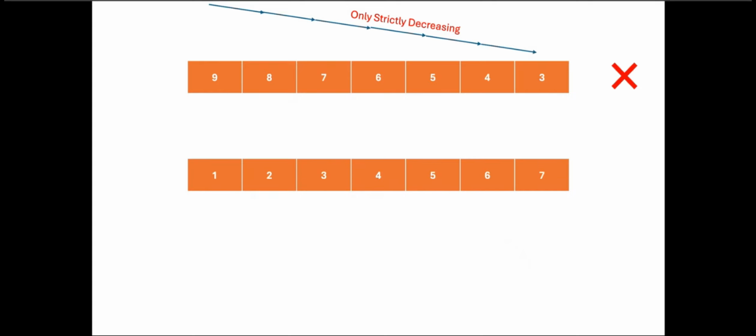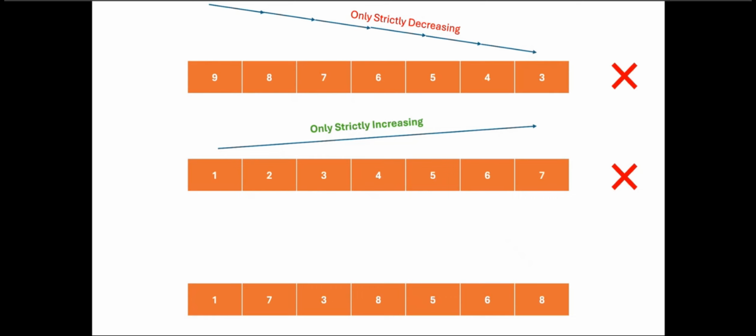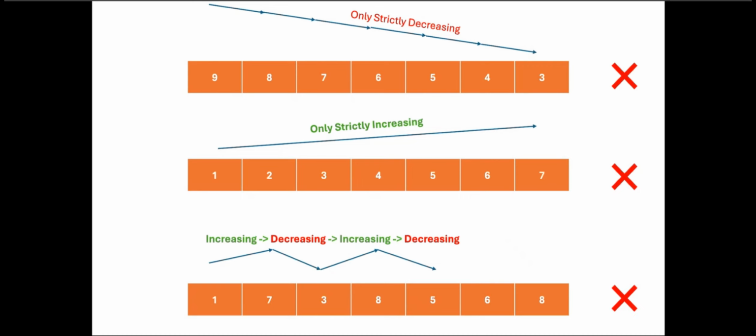Similarly, in one more example the array is completely increasing from beginning to end. So again, this is not a valid mountain array. There will be some arrays where it will start increasing, then decreasing, then again increasing, then again decreasing. So if you see here, the pattern is increasing, decreasing, then again increasing. But for an array to be a valid mountain array, it should be increasing and then decreasing. There should not be fluctuation. So this is also not a valid mountain array.